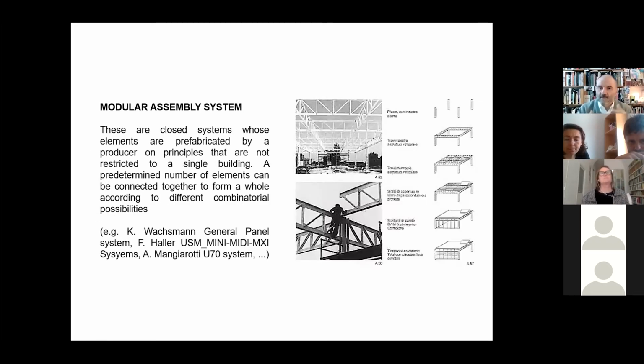The modular assembly system is a sort of intermediate situation. That is, there is a larger abacus of elements, and with this abacus of elements, it's possible to realize and obtain a short series of different elements, but inside the absolutely same rules and same building elements.